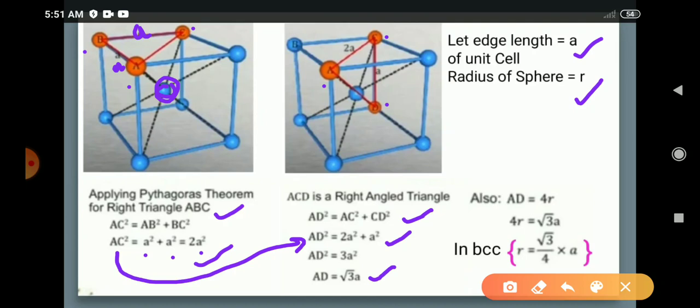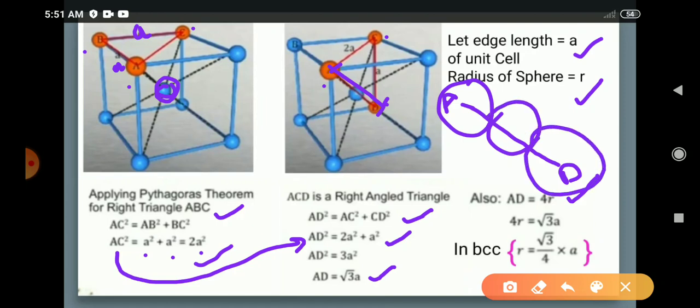But AD is also equal to 4R. Look at how it is equal to 4R. This is AD, this is A, this is D. Look at the figure. There are 3 spheres on this line AD. That is the first, this is the second sphere, this is the third, all spheres of the same size. So AD is equal to R, R, R, R. That means it is a sum of 4 radii. So we can say that AD is equal to 4R.